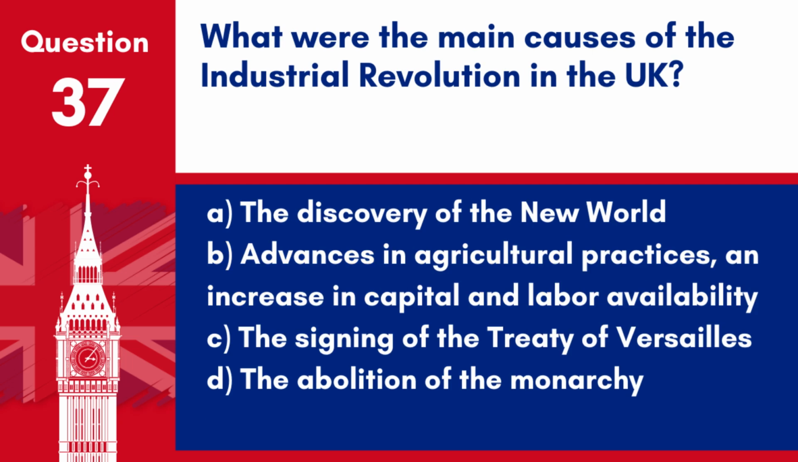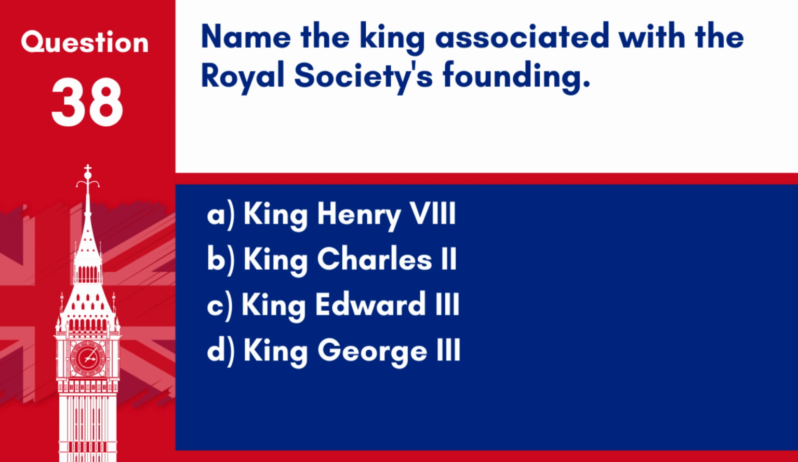Question 37. What were the main causes of the Industrial Revolution in the UK? A. The discovery of the New World. B. Advances in agricultural practices, an increase in capital and labour availability. C. The signing of the Treaty of Versailles. D. The abolition of the monarchy. Answer: B. These factors were crucial in setting the stage for the Industrial Revolution in the UK, leading to unprecedented economic and industrial growth.